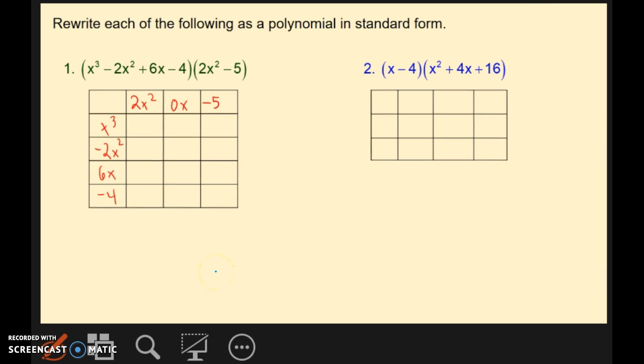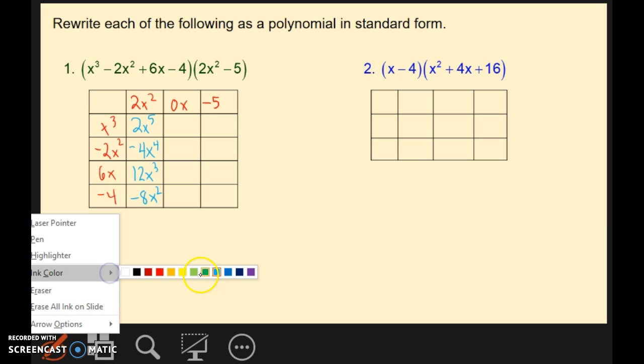So first thing I want to do then is figure out how we're actually going to do the multiplication. If I want to know what's in this box right here, I have to multiply the row and the column that meet. So I take x to the third times 2x squared, and that gives me 2x to the fifth. I can do the same thing for this box. Take negative 2x squared times 2x squared, that gives me negative 4x to the fourth. And I'll repeat that process for the entire column. So that's 12x to the third and negative 8x squared.